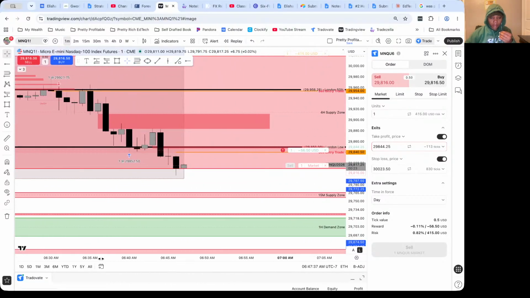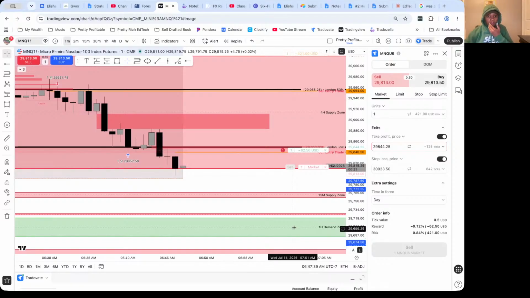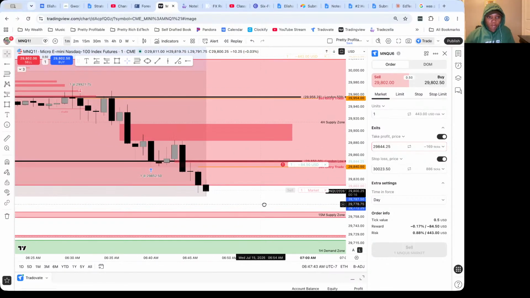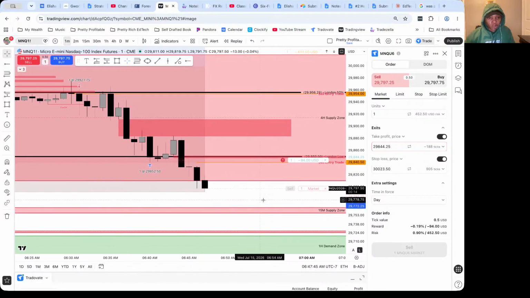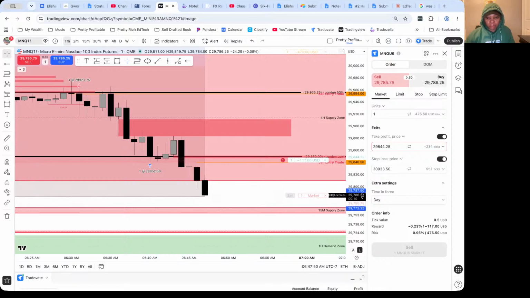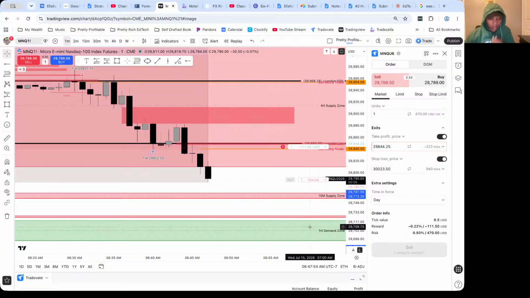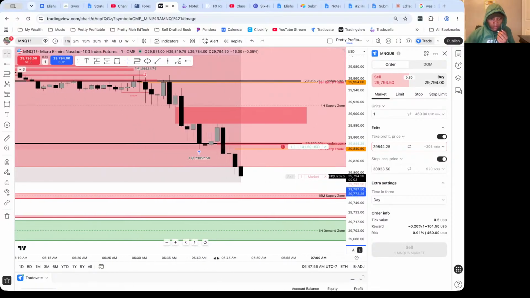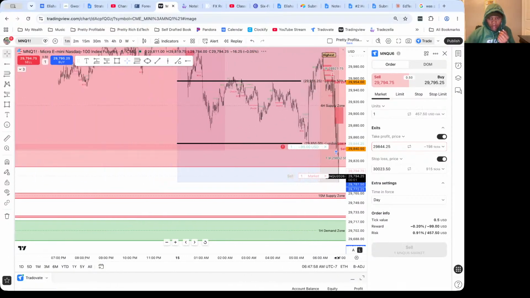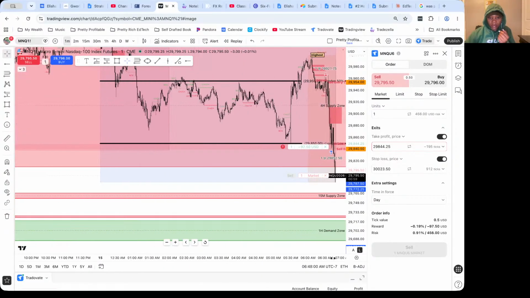But so now we're gonna see. Let's be patient. Be patient and see if this 1 hour demand zone is respected. Has it been touched? Oh wow. See this demand zone.